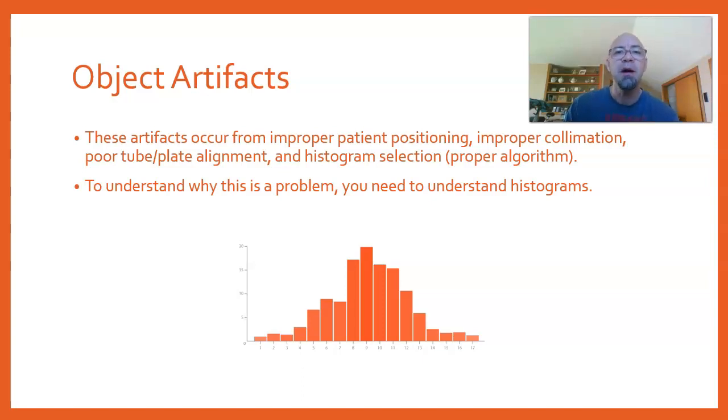We're going to start off by talking about object artifacts, which I find very fascinating because we're going to be talking about a histogram, which is really cool. Now, an object artifact happens when we have improper patient positioning, you don't have proper collimation, there is poor tube alignment with your image plate, and usually what it means is that you've selected the wrong tag for your exam, which means that you've selected the wrong histogram. So let me explain that a little bit more.